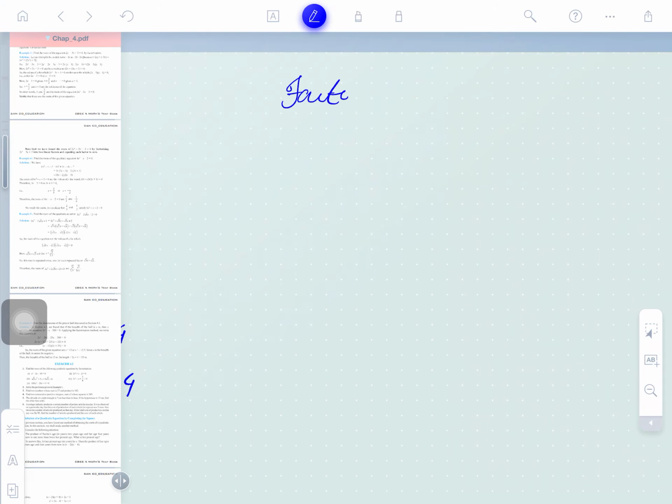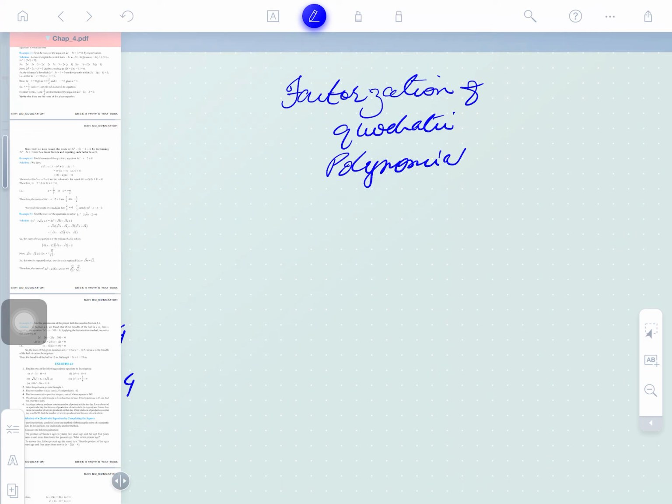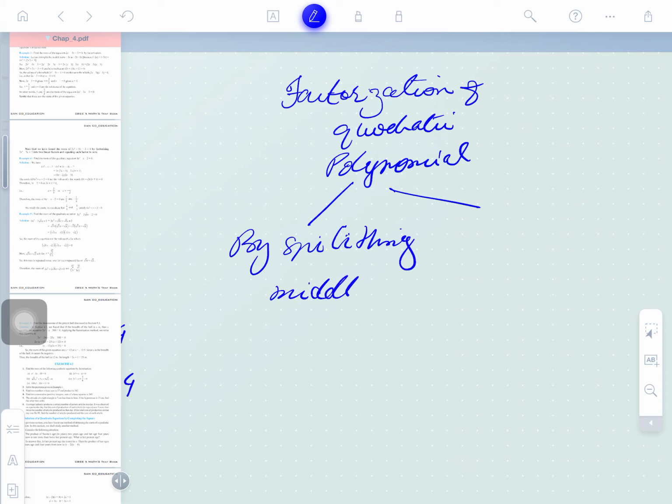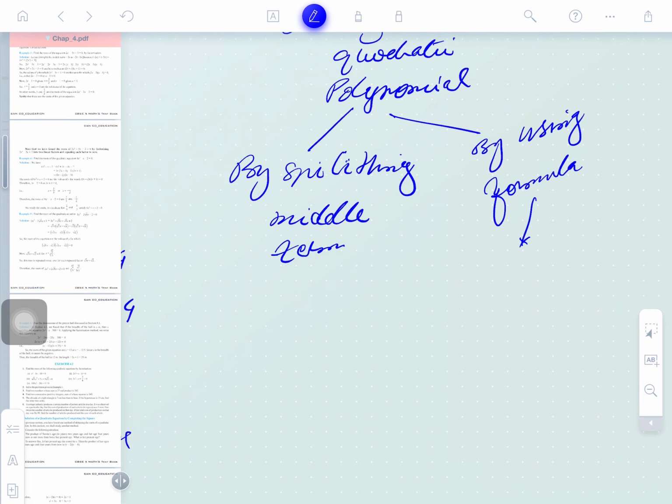So, factorization of a quadratic, which can be a quadratic polynomial or equation, can be done in two ways. First is by splitting the middle term, and second by using an algebraic formula.